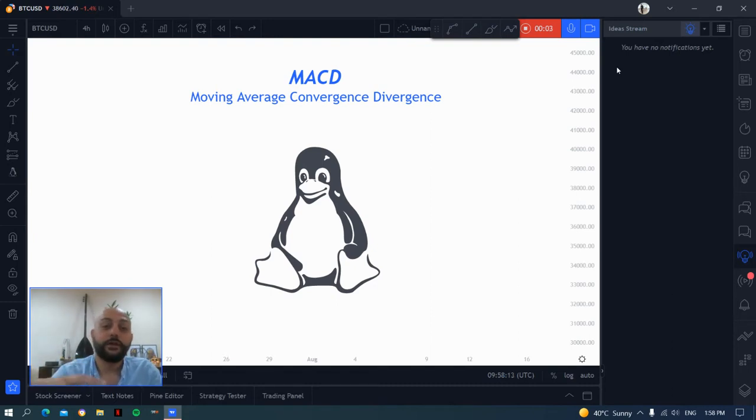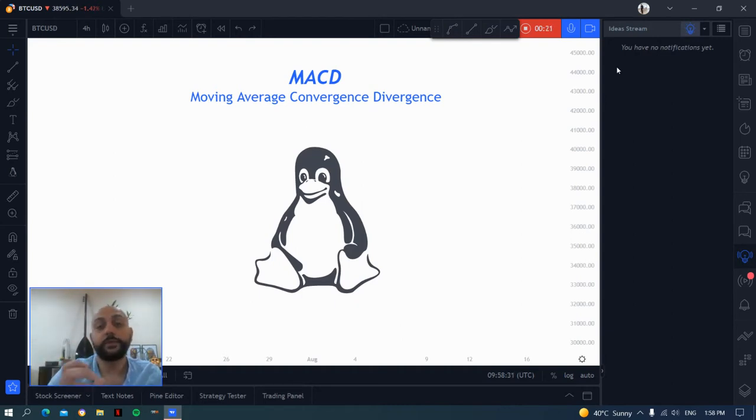Today, we're going to be talking about a new indicator. It's called the Moving Average Convergence Divergence, or what everybody else calls it, the MACD, because it's quite long. So, the MACD is a very simple indicator. It's a trend following momentum indicator. Now, what does that exactly mean?